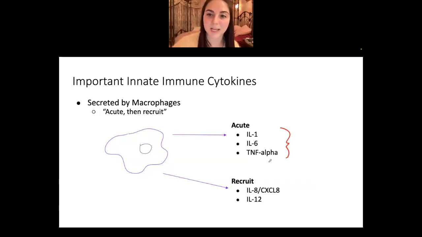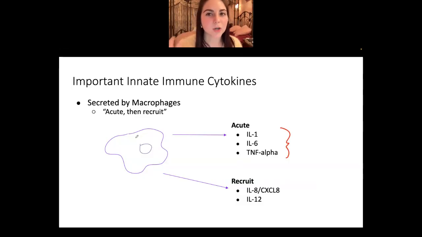They want to do something to take care of the action right now. So they're like, okay, let's initiate an inflammatory response. So that's IL-1, IL-6, and TNF alpha. Those are the main three. Then they're going to recruit other cells to the area. So let's say the macrophage came upon a virus.